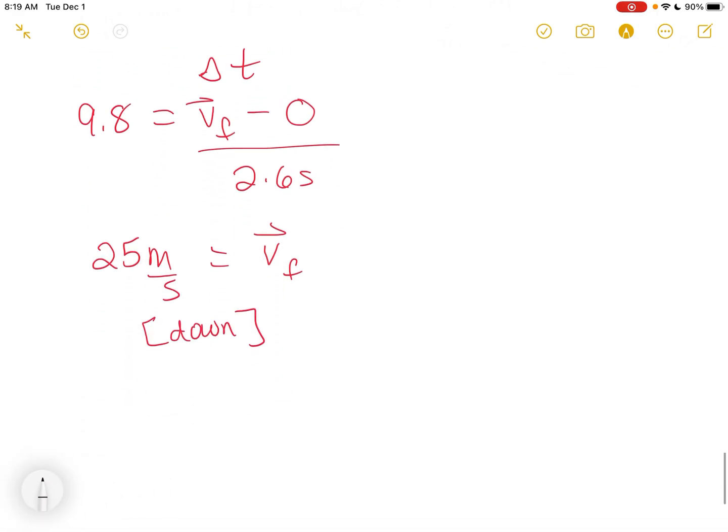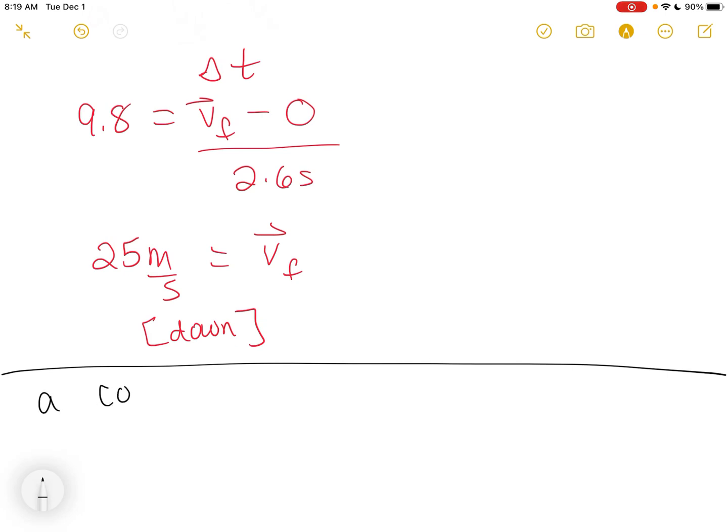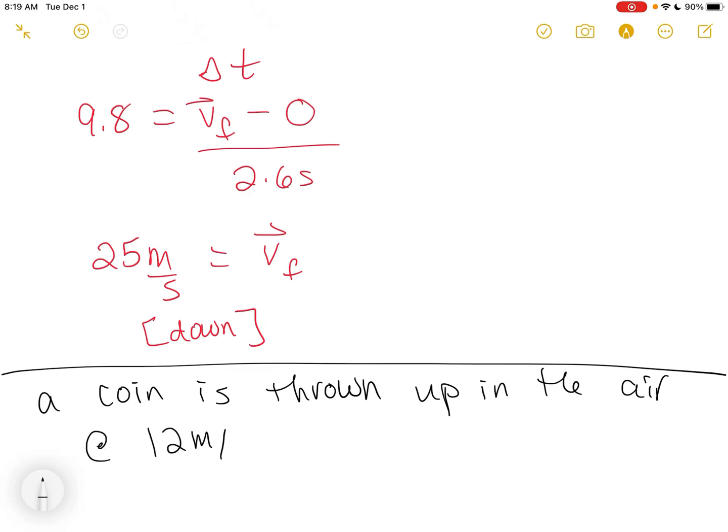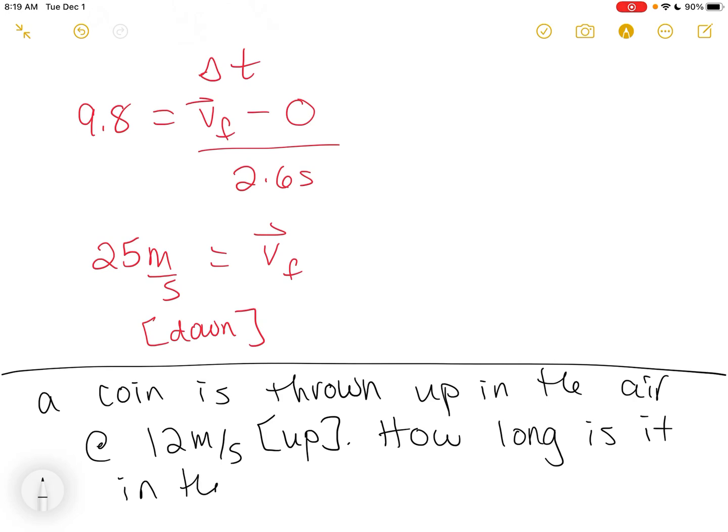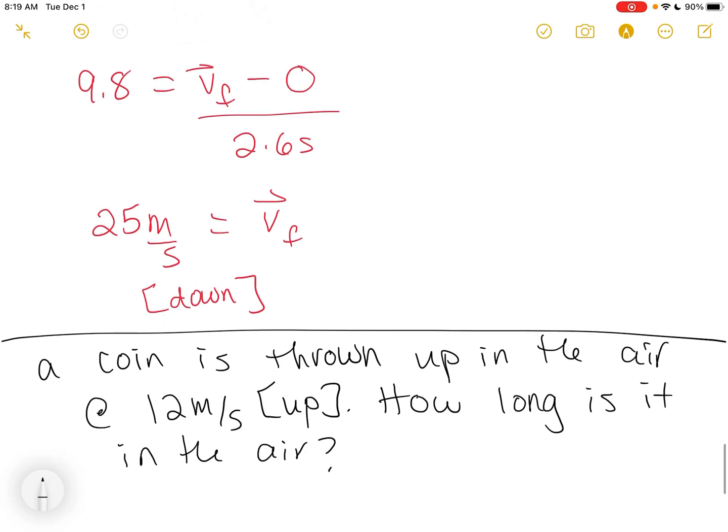Okay. So let's try one more practice question with acceleration due to gravity. So a coin is thrown up in the air at 12 meters per second up. How long is it in the air?